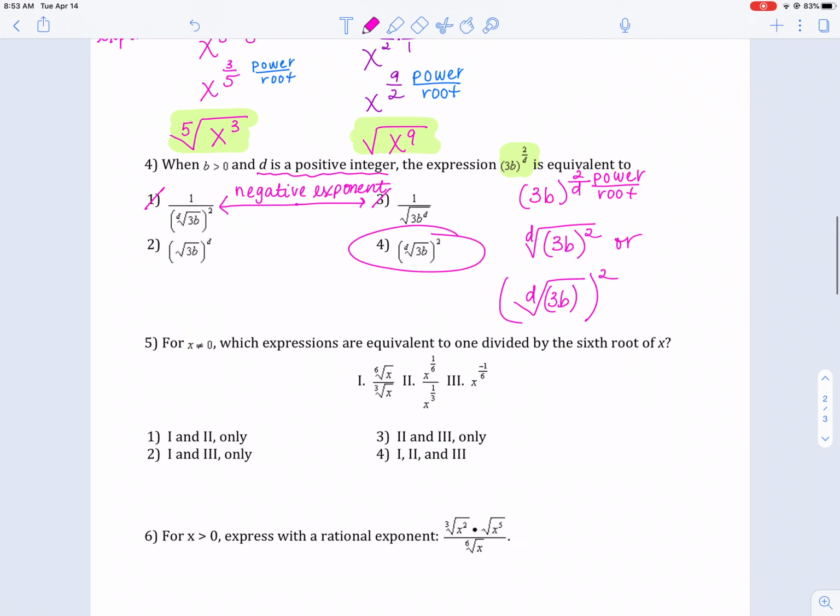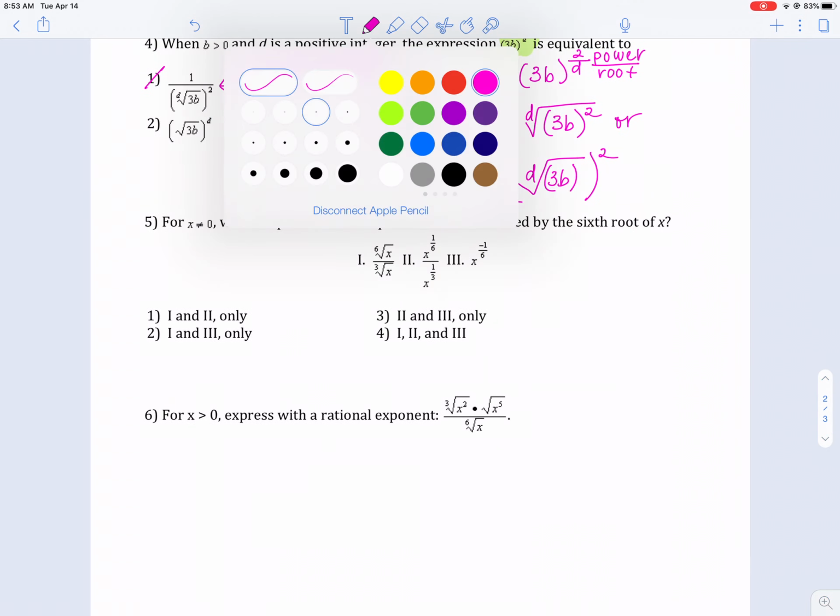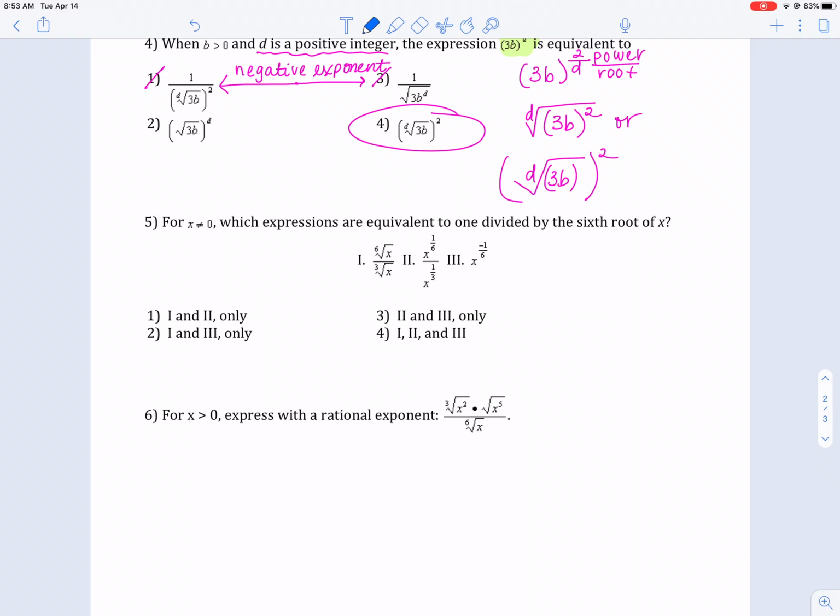Okay, I'm definitely going to do the next couple with you. Some of these are tough. Let's look at number 5. It says for which expressions are equivalent to, now look at these words, 1 divided by, so I'm immediately going to write that. 1 divided by the 6th root of x. Okay, so that's what we're working with. That's what they want. Which of those would describe 1 over the 6th root of x?